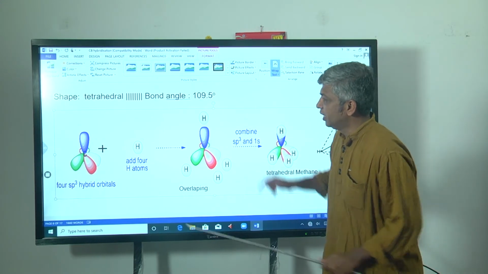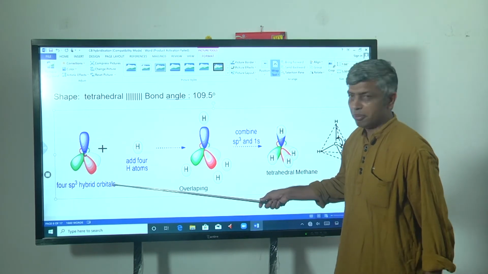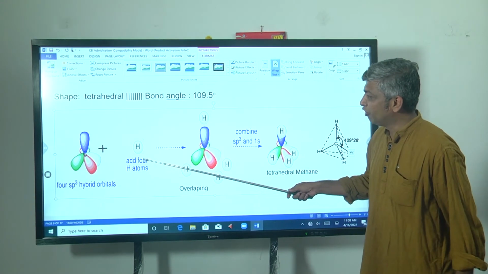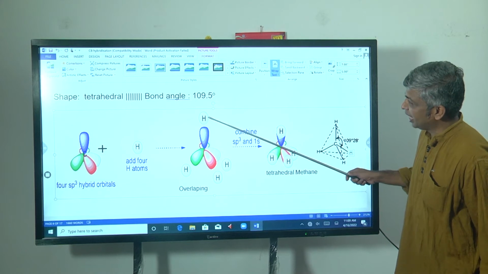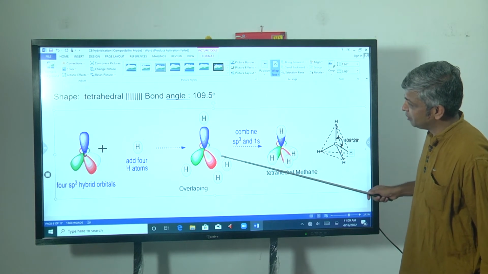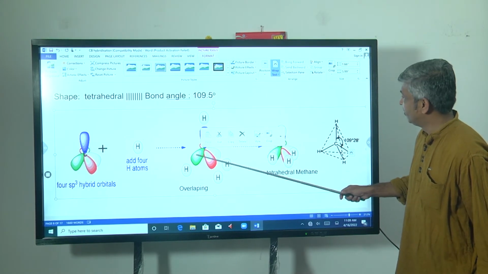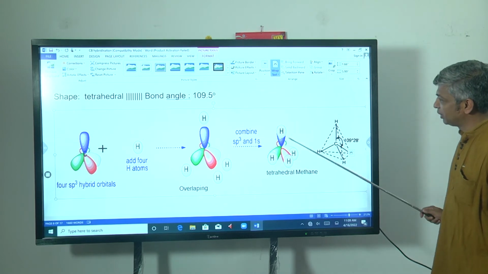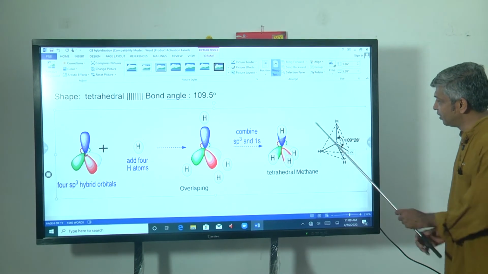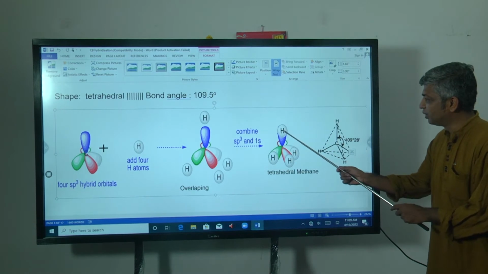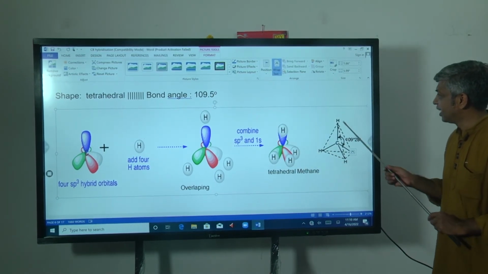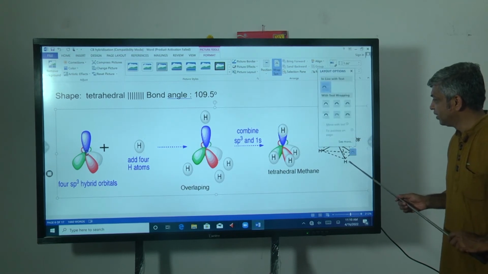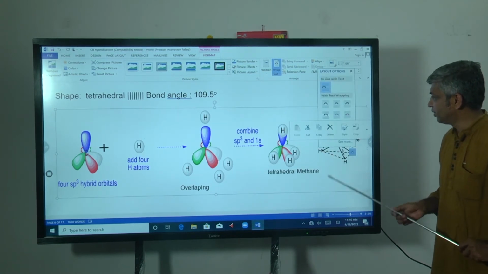So let us see here, 4 sp3 hybridized orbitals of carbon and 4 hydrogen. When this combines, overlapping takes place, meaning one hydrogen comes near here, one hydrogen comes here. When this combines, you are getting the molecule. See, this is carbon in the middle, with hydrogen, hydrogen, hydrogen, hydrogen. You can see the diagram here, hydrogen on all the sides.